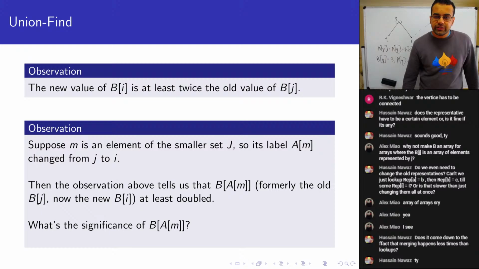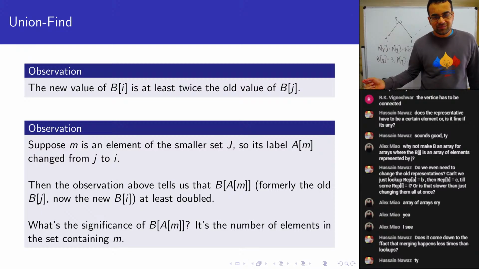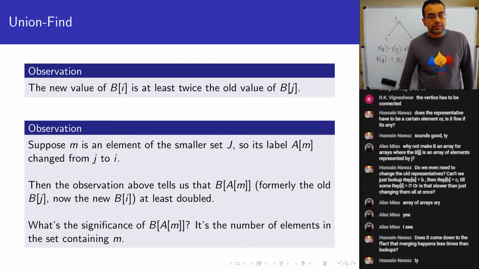But what's the significance of b of a of m? What does this mean? Well, a of m is the captain of m. B is how many things have that same captain. So it's just the number of elements in this set containing m. All right? So the number of elements in the same set as m must have at least doubled whenever m's label changes. Does that make sense?